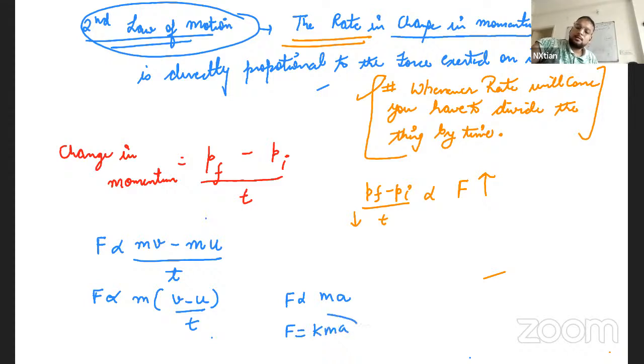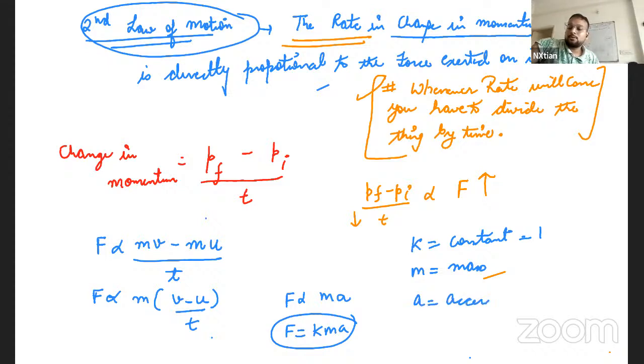K means constant, whose value is always 1. M is mass, which is in kg, and A is acceleration. So for acceleration, for Ezekiel, because he is new, you can understand it like this: acceleration is change in speed.